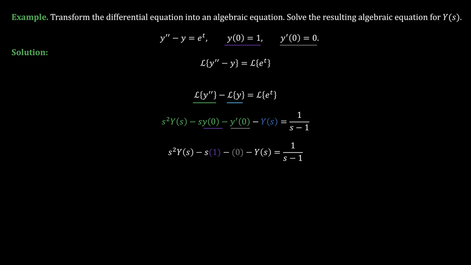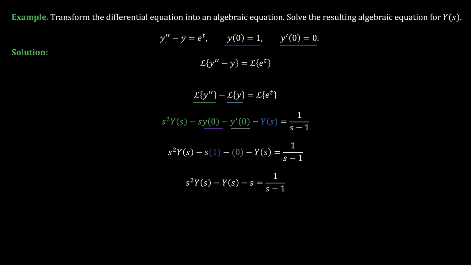Let's take that to the next step. I'm going to show all the details here. So I'll have s squared Y of s minus s times 1, coming from the initial condition y of 0 equals 1, minus y prime of 0, that's the initial condition y prime of 0 equals 0, minus capital Y of s, and once more that equals 1 over s minus 1. Let's clean this up. Essentially what I want to do is get Y of s by itself. So I'm going to collect the Y of s terms first. I'll have s squared Y of s minus Y of s minus s equals 1 over s minus 1.